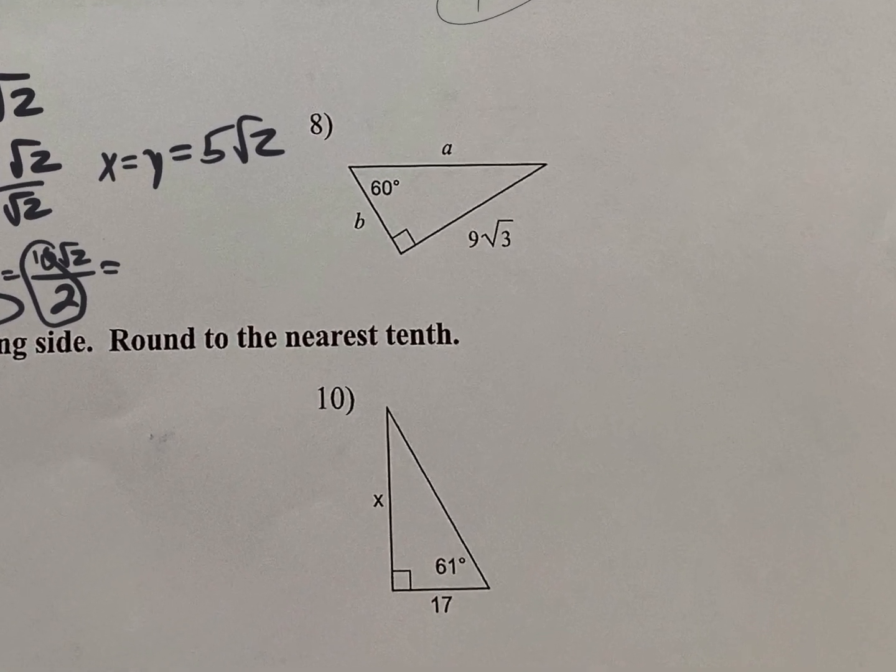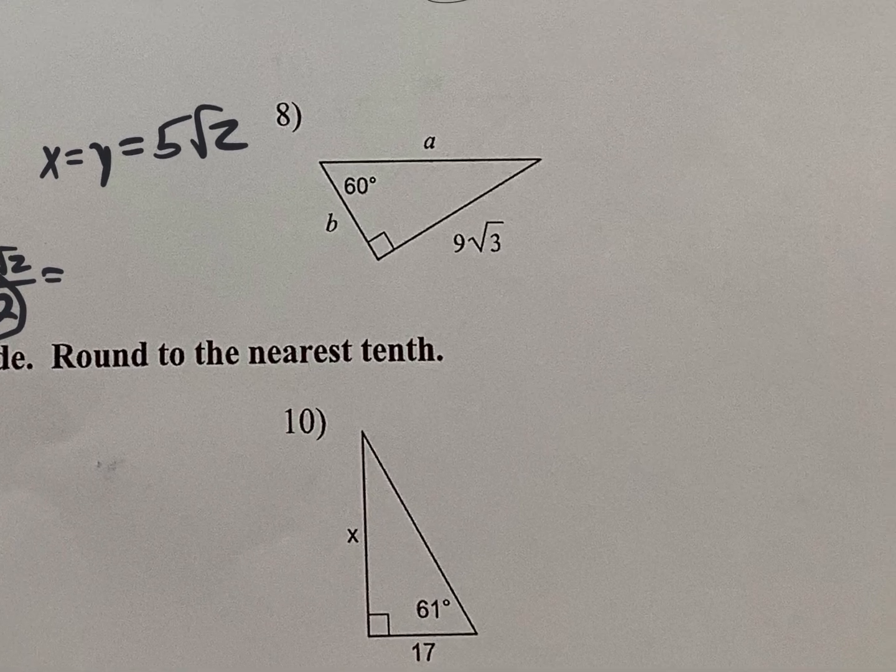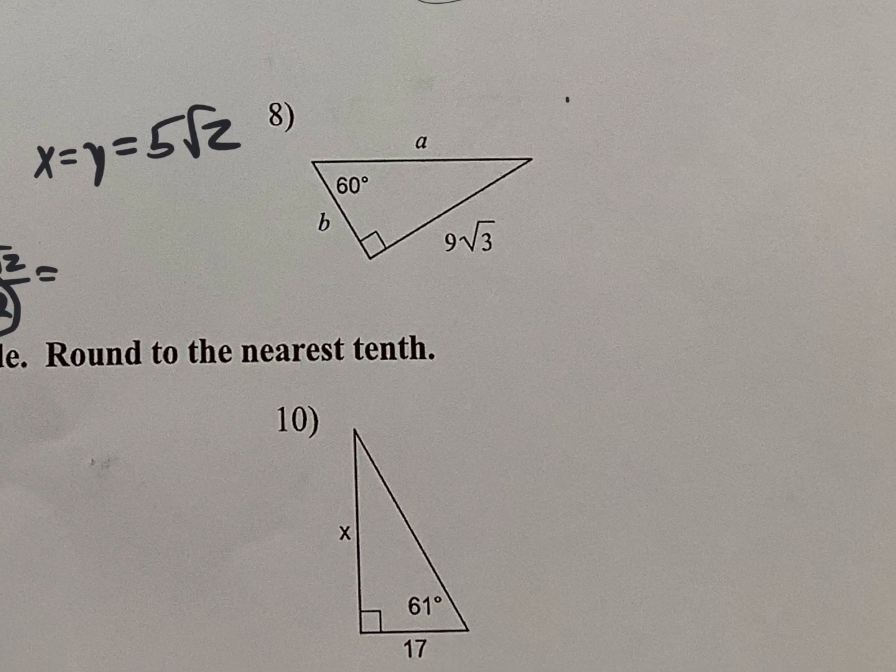All right, number 8. 30, 60, 90. So let's put everything out here. Hypotenuse, again, is equal to the short leg times 2, or twice the short leg. Your long leg is your short leg times the square root of 3. Hypotenuse is A. The short leg is B.